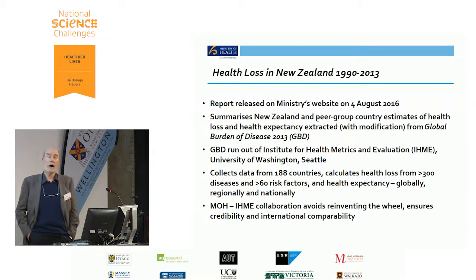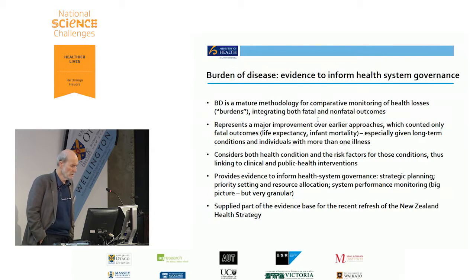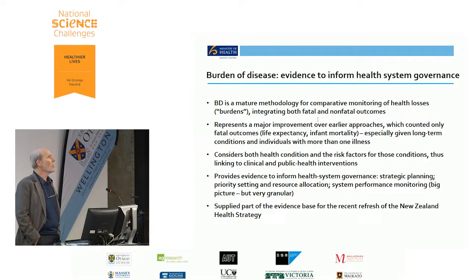The burden of disease is not just speaking about mortality, but, as I said, incidence and prevalence. It's a mature methodology for comparative monitoring of health losses, integrating both fatal and non-fatal outcomes, and it represents a major improvement over just thinking about mortality. It considers both health conditions and the risk factors for those conditions, and thus you can link to what goes on in the clinical arena and the public health arena as well, and it provides evidence to inform the way in which we might run health systems, strategic planning, priority setting, resource allocation, etc. It's supplied part of the evidence for the recent refresh in the New Zealand Health Strategy, although I would be the first to admit that that is a wonderfully vague document.